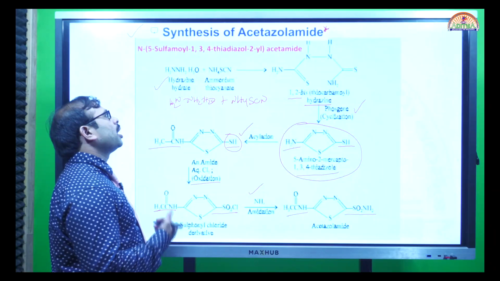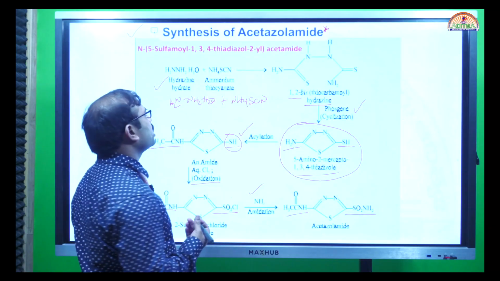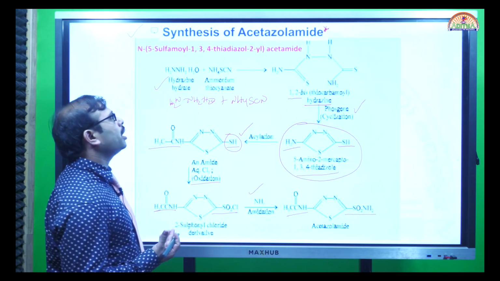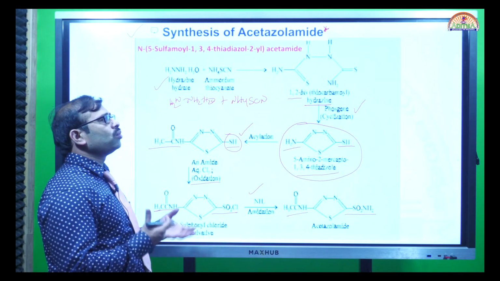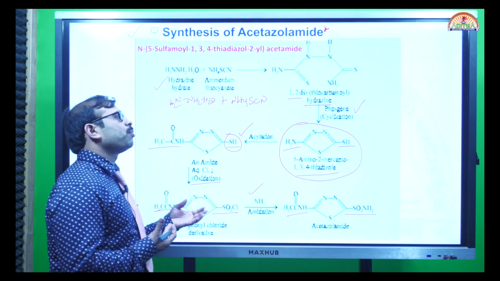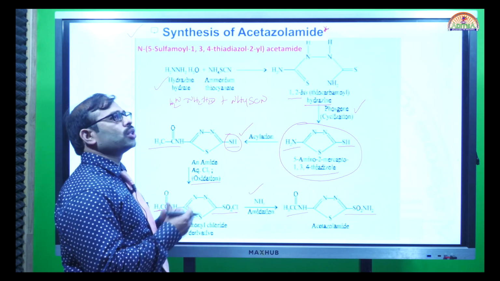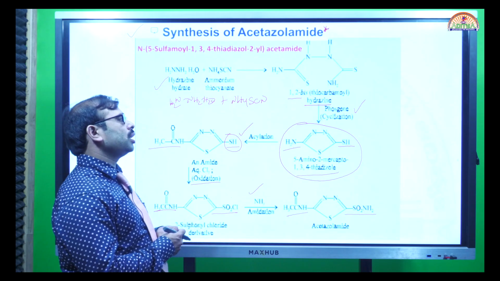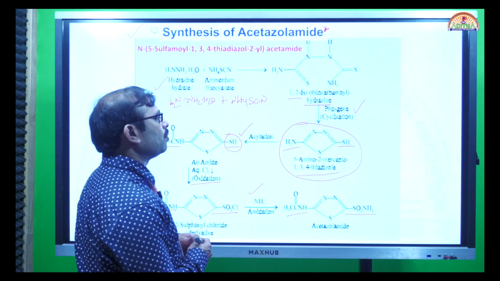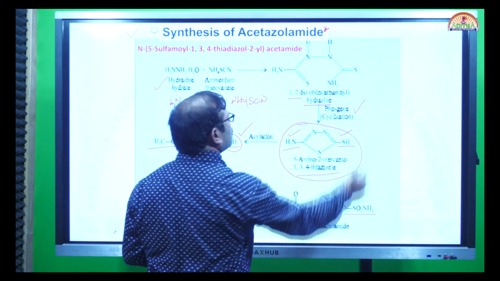Overall, acetazolamide can be synthesized by taking hydrazine and ammonium thiocyanate as reactants. They combine to form thiocarbonyl hydrazine, which on reaction with phosgene gas will undergo cyclization. That will give the ring having the amine group at the 5th position and the SH group at the second position.